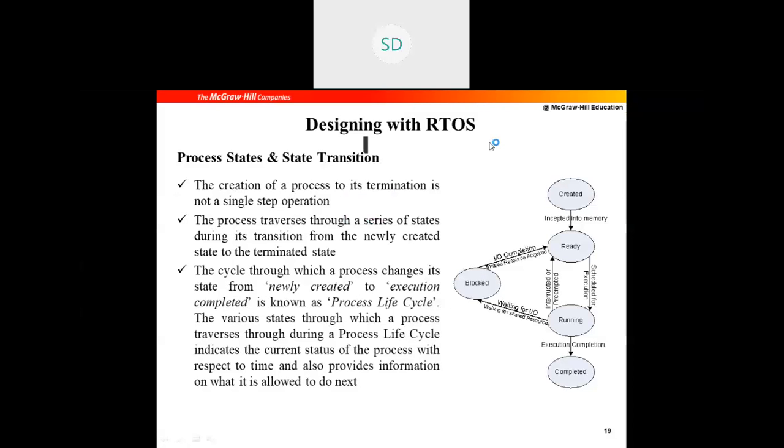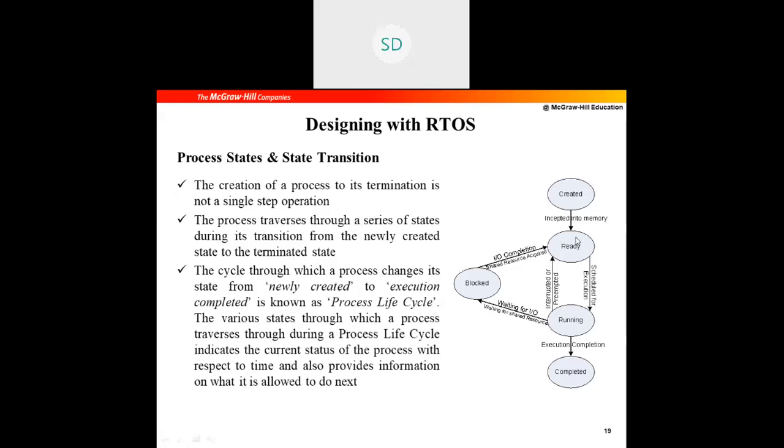Process state and state transition. Here you consider any process or any application. During the execution phase, it will be in different states. States, in the sense, as you can see in the diagram: the created state, ready state, running state, blocked state, or the completed state.